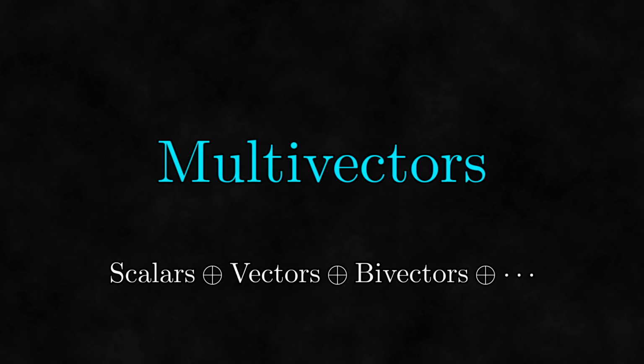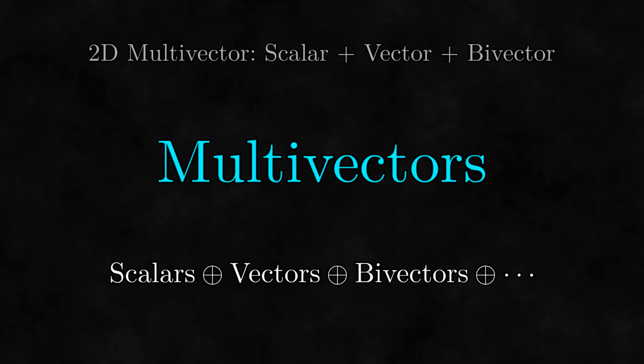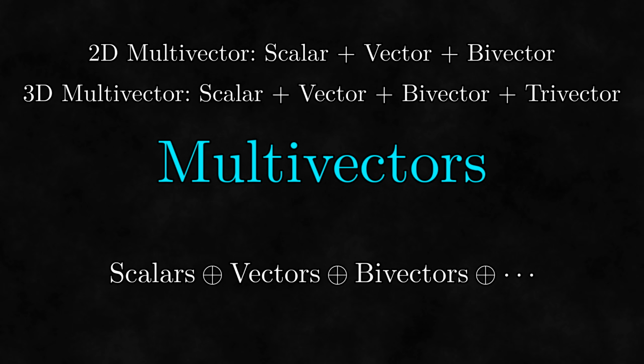One thing I want to point out is that while I am writing this direct sum in a way that seems infinite, given that we can't have things like trivectors in 2D, these direct sums are always finite, at least when working in finite dimensions. For example, a 2D multivector is just the sum of a scalar, vector, and bivector, and a 3D multivector is the sum of a scalar, vector, bivector, and trivector. Describing multivectors abstractly like this might seem complicated, but when you actually work with them, you'll see that they're not that bad. Let's take a look at 2D multivectors.